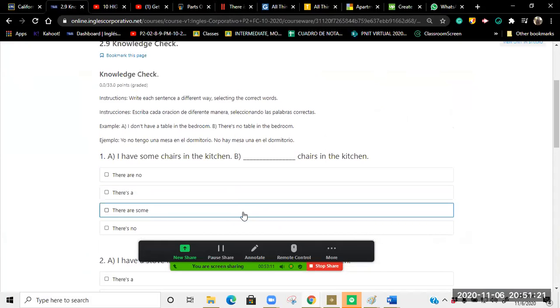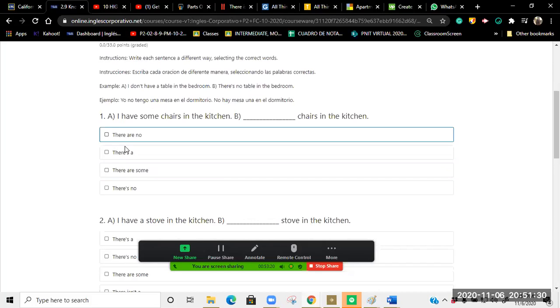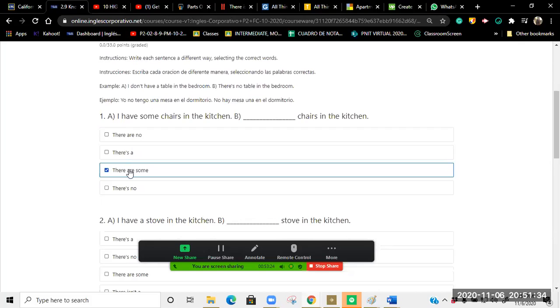Mi respuesta sería, there are chairs in the kitchen. There is a chairs in the kitchen. There are some chairs in the kitchen. Or there's no chairs in the kitchen. ¿Cuál creen ustedes que es de estas respuestas? There are some chairs in the kitchen. Very good. There are some. Hay algunas. There are some tables in my house.